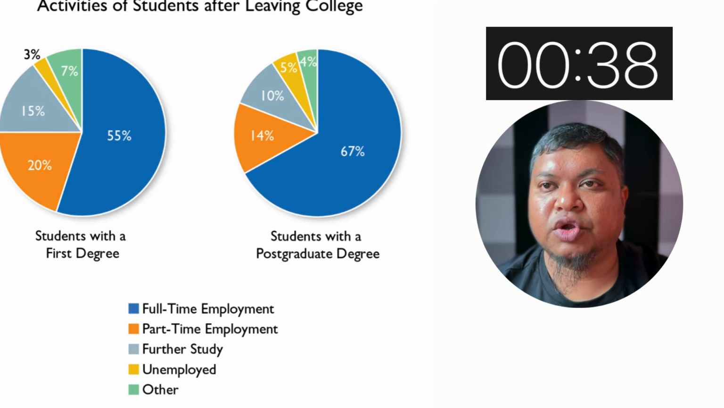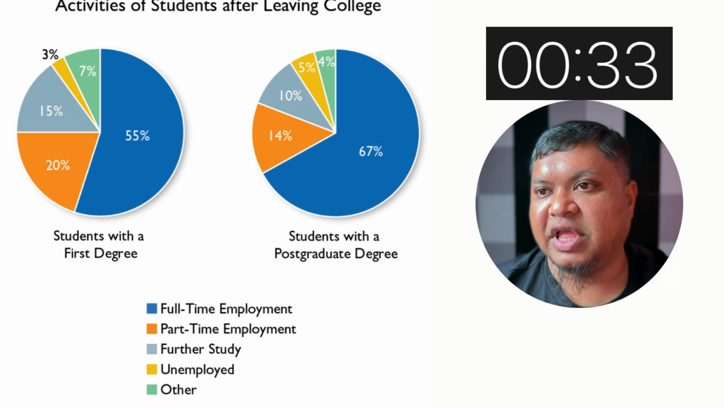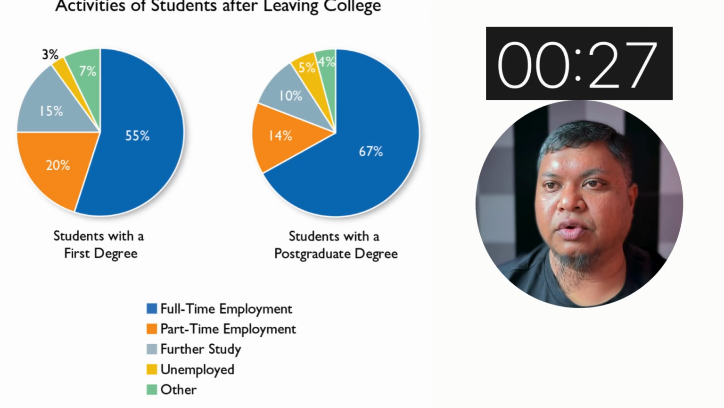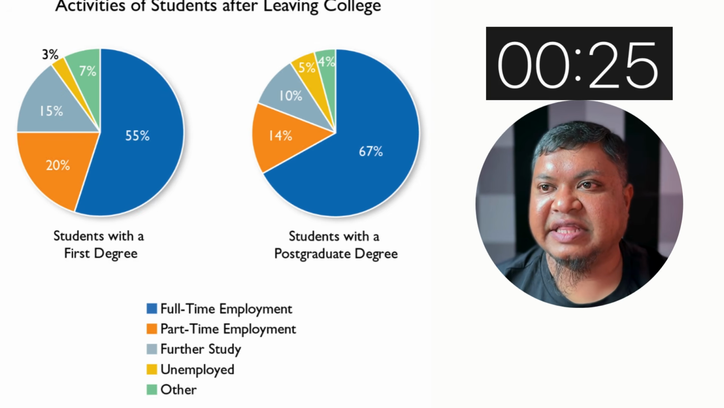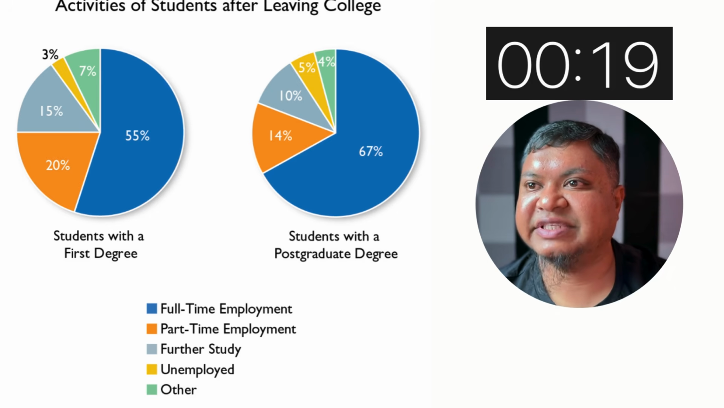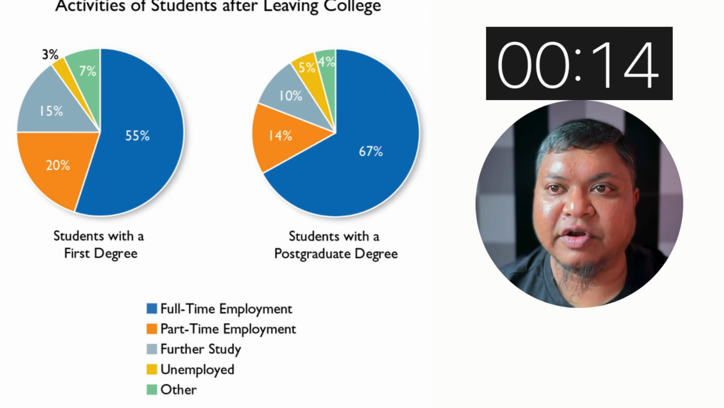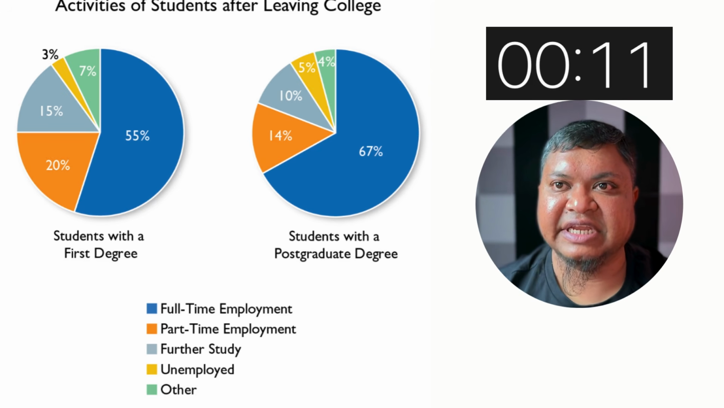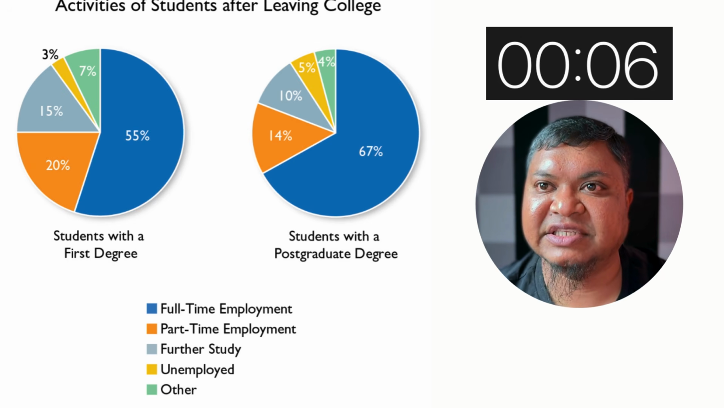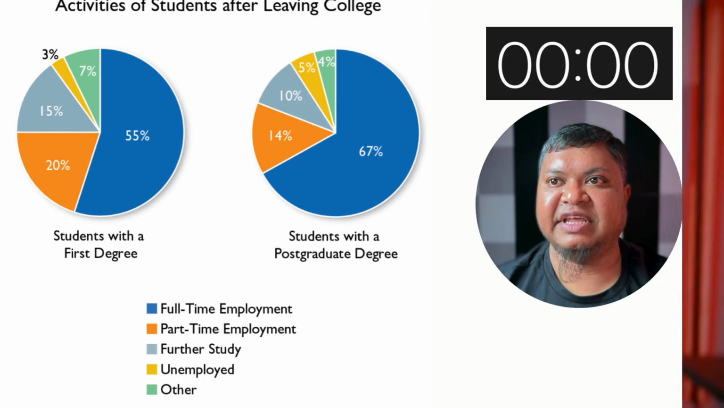The given pie charts show information regarding activities of students after leaving college. According to the image, there are several categories such as full-time employment, part-time employment, further study, and so on. So the maximum category in this image is students with a postgraduate degree who got into full-time employment, about 67%. On the other hand, the lowest category is unemployed for students with a first degree, which is about 3%. In conclusion, it should be noted that the number of students who went for further study after first degree is 15% and after postgraduate studies is 10% respectively.